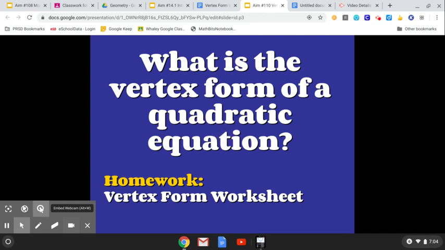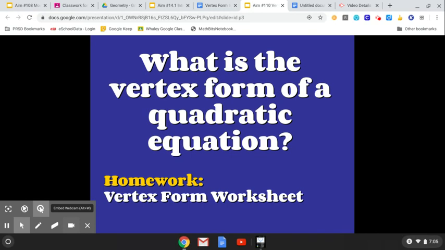Hey there, guys. As we get started today, finishing up some of the last few topics of quadratic functions. You can read for yourself right there on the screen. It says we're going to talk about what the vertex form of a quadratic equation, or quadratic function, is.